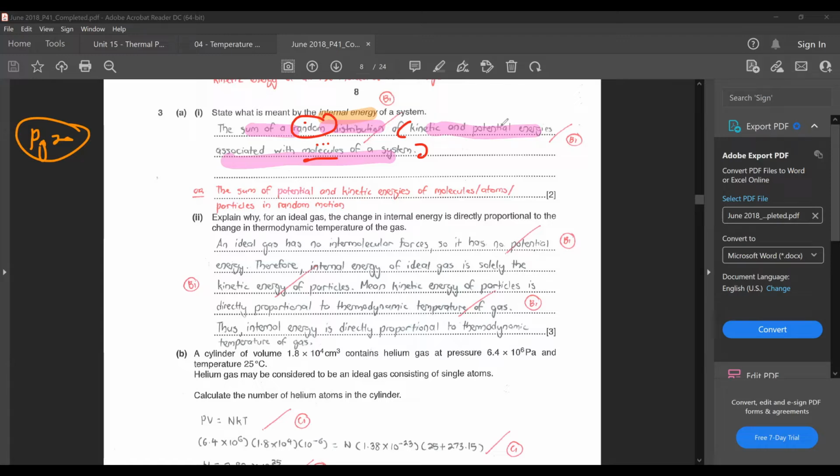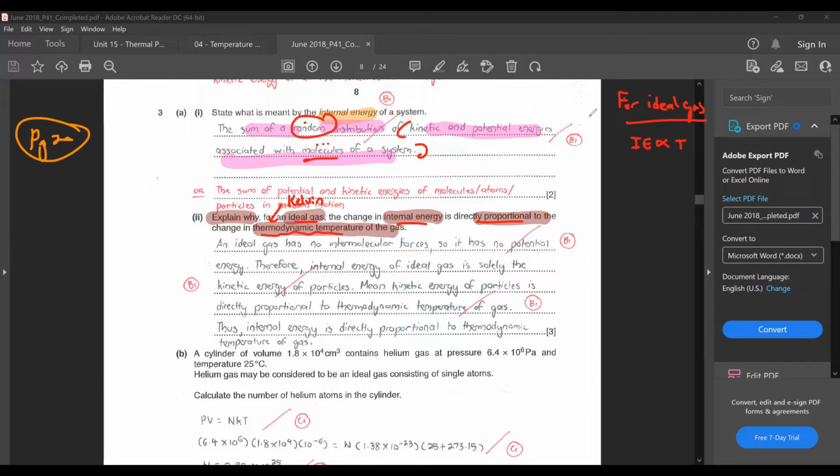Okay, now for part 2, have a look at part 2. It says: explain why for an ideal gas, the change in internal energy is directly proportional to the change in thermodynamic temperature of the gas. Now thermodynamic temperature, if you're taking chemistry, you should already know is talking about temperature in Kelvin. Another keyword here is ideal gas. They're asking you to explain why it is that for an ideal gas, internal energy is directly proportional to temperature. In other words, why is internal energy proportional to T?